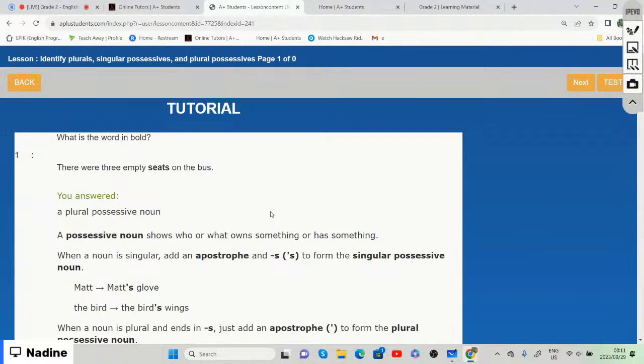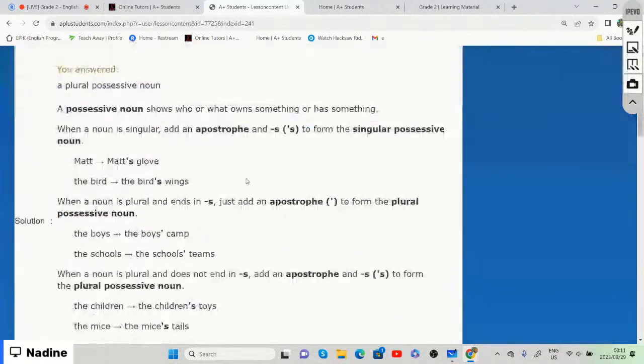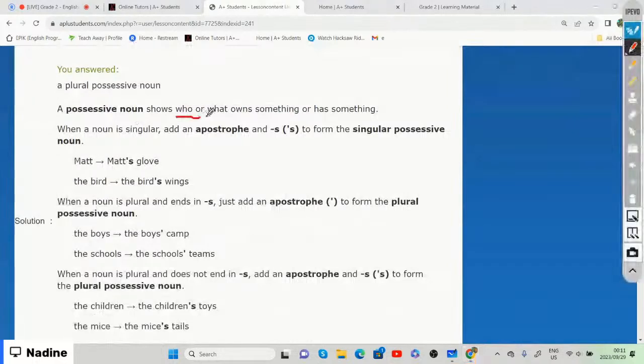All right. So a possessive noun, right? We said a possessive noun shows who or what owns something or has something. So if you own something, then it belongs to you, right? So if your name is Jake, then it's Jake's ball. It's my ball, right? It's Anna's doll, right?